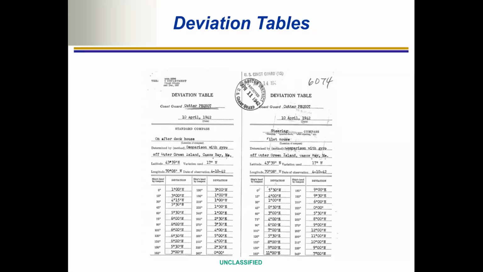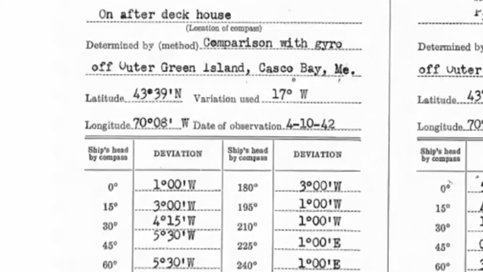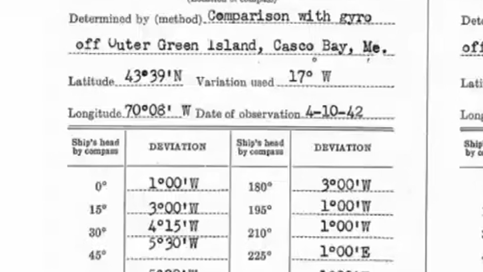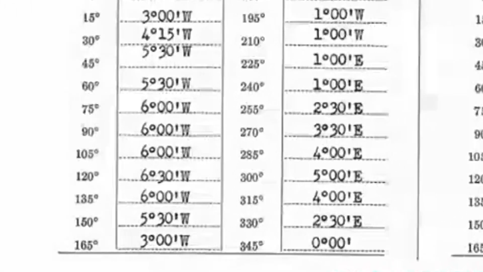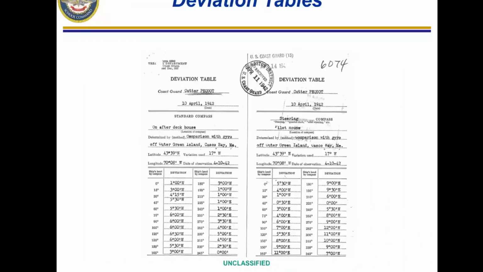Here we have an example of a deviation table from one of the Coast Guard cutters. So if we look at the bottom of our screen, it looks like when we're on course 000, we have a deviation of 1 degree west. So our compass is deflected 1 degree to the west of our magnetic meridian based on the deviation of our vessel. As we can see, based on which heading our ship was steadied up on, we see a different deviation listed.